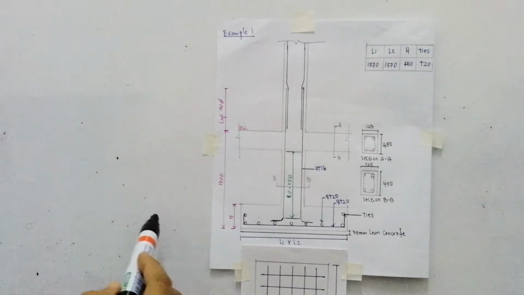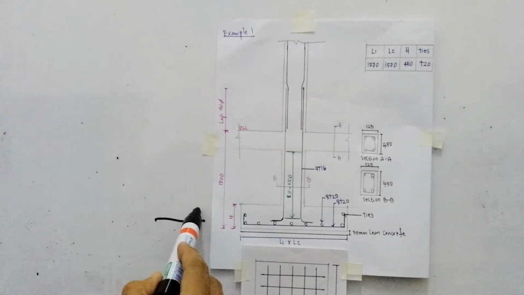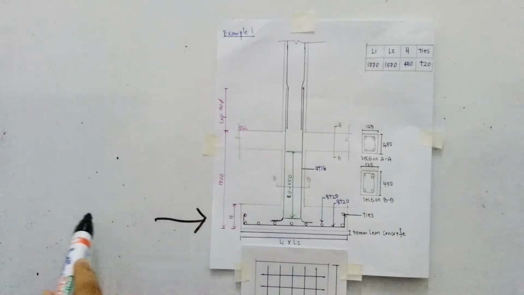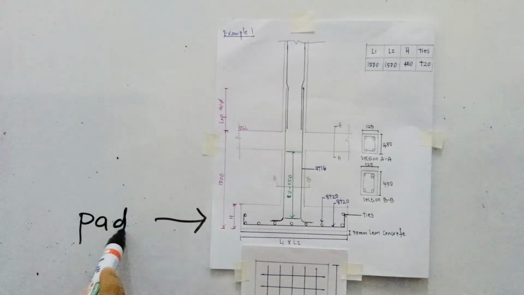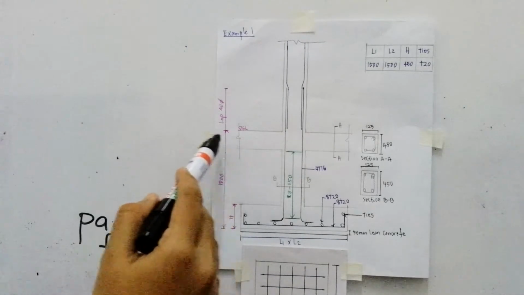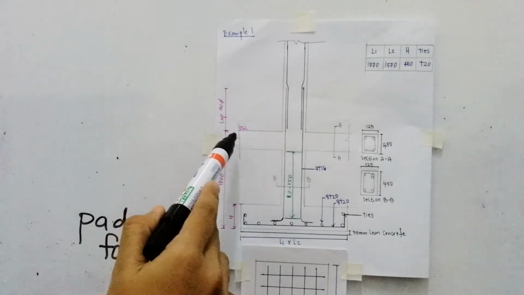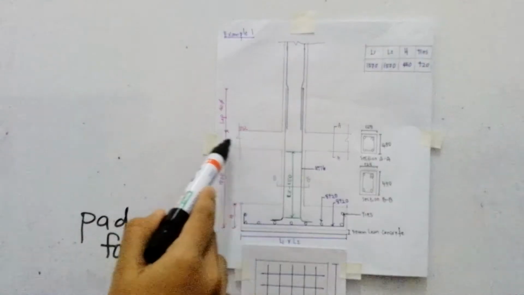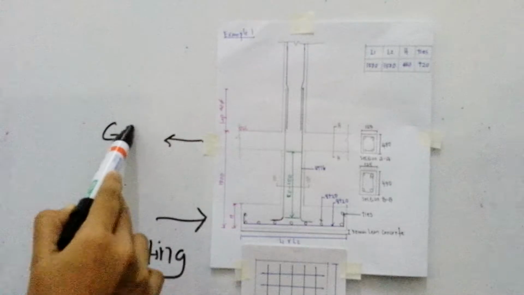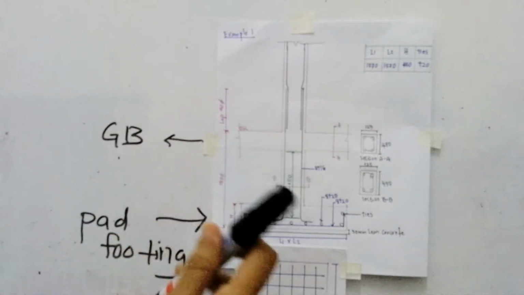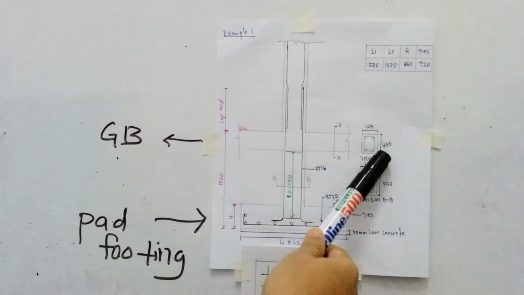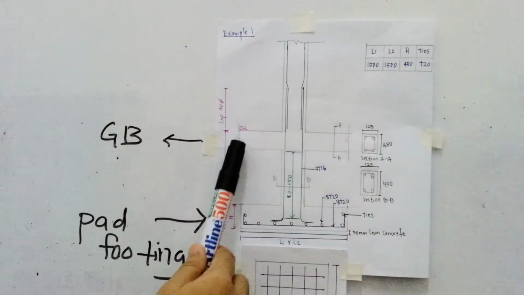Okay, so at this point, this part, as you can see, this is pad footing. Alright, so here you can see there is the ground level. So this is your ground beam. The thickness of your ground beam you can get from this cross section, section AA, which is 450 mm. So this is the thickness of your ground beam.